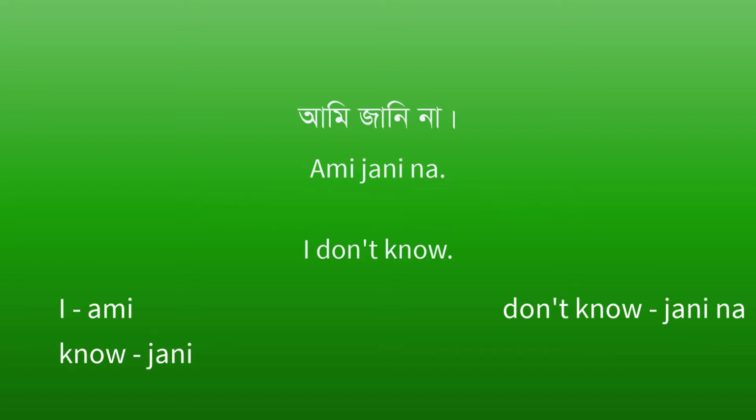আমি জানি না। I don't know. Here আমি means I and জানি না means don't know. So the sentence is আমি জানি না। I don't know.